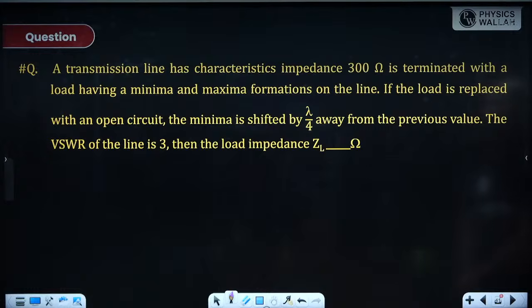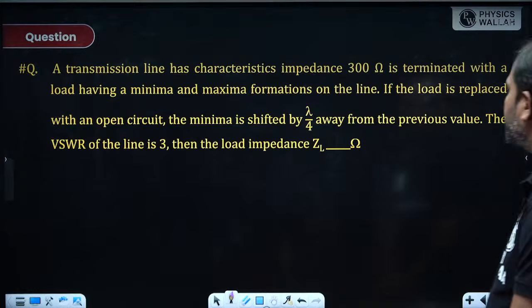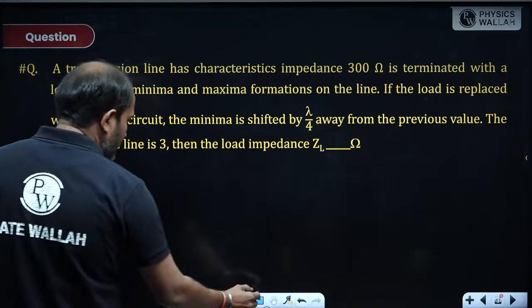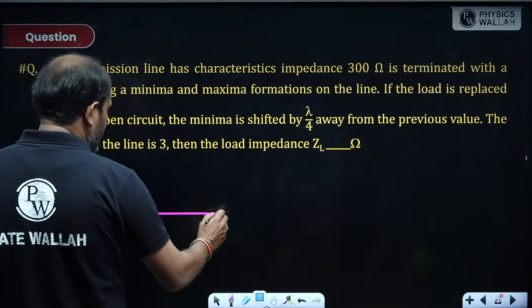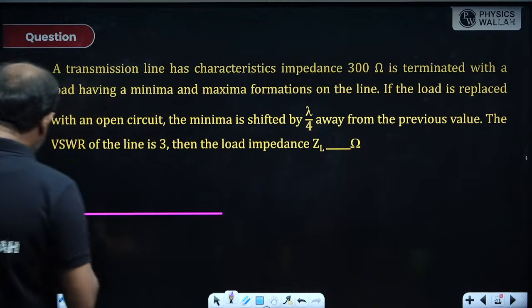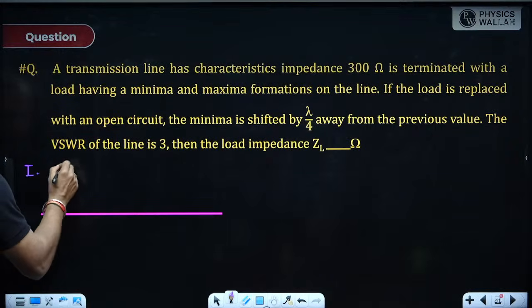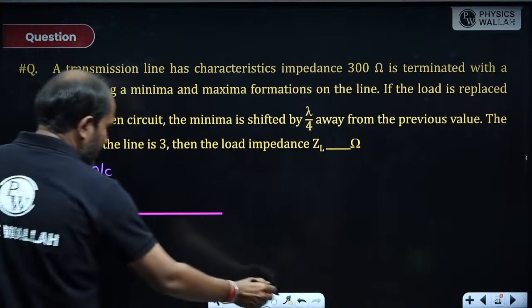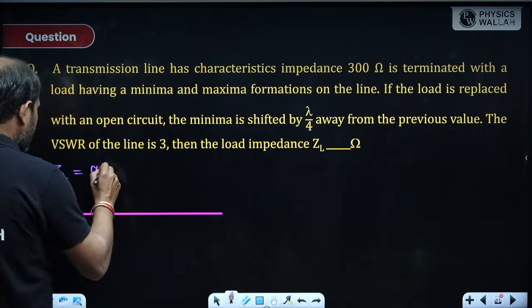Then after, a transmission line has a characteristic impedance of 300 ohm, terminated at a load having minima and maxima found in the line. If the load is replaced by an open circuit, the minima is shifted by lambda by 4 away from the previous value. The VSWR of the line is 3. The load impedance will be? So case 1 is ZL equal to open circuit, infinite.